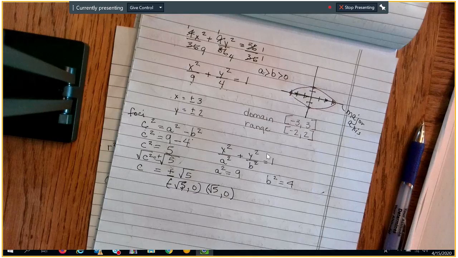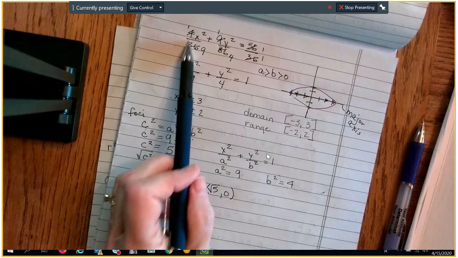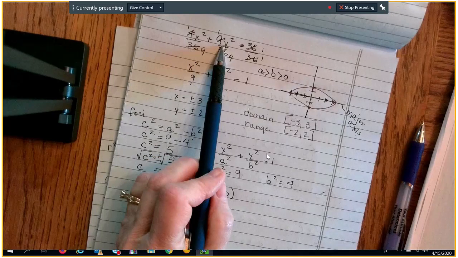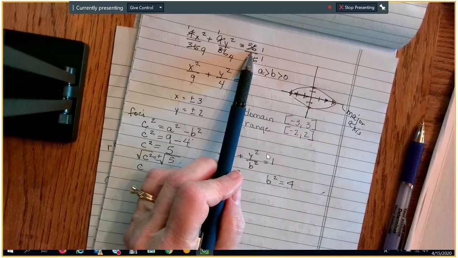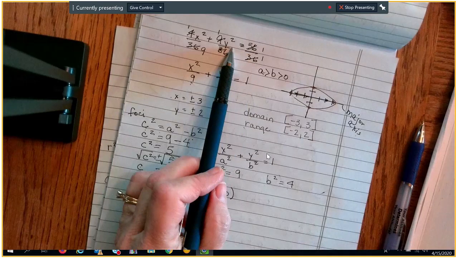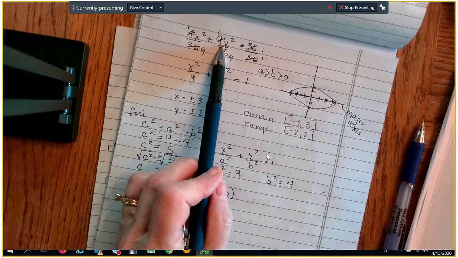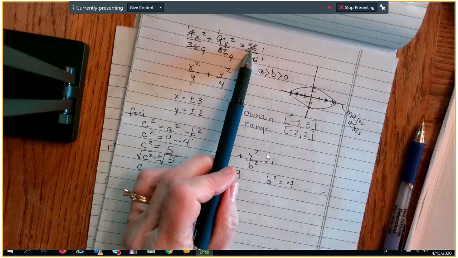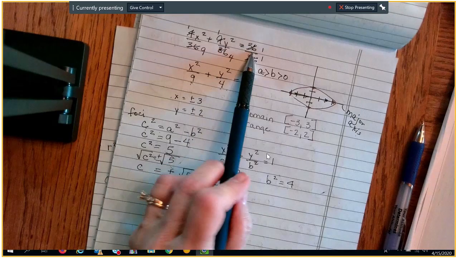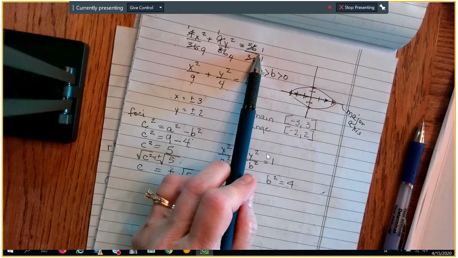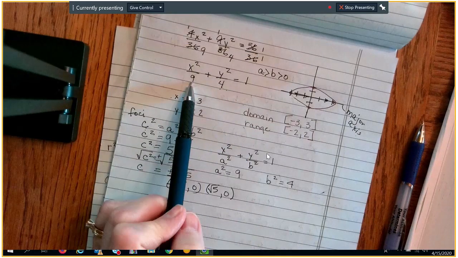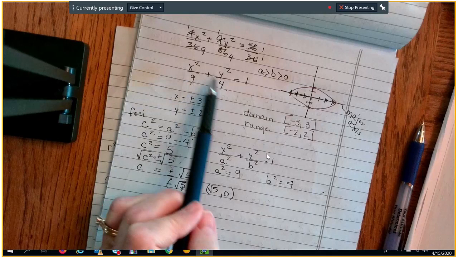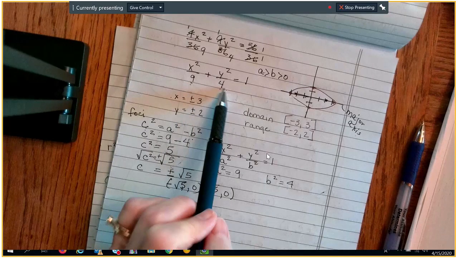Now the first equation said 4x squared plus 9y squared equals 36. So just looking at this, it looks like y would be my major axis because it's larger. But remember, we have to divide by whatever we're equal to because we want our equation to equal 1. So when we do that, that makes my a squared equal 9, and my b squared is going to equal 4.